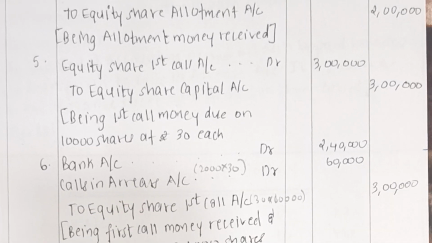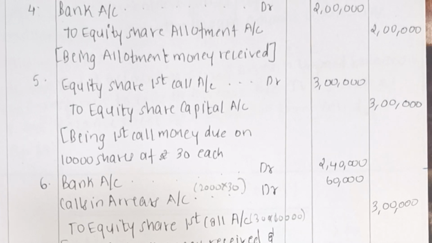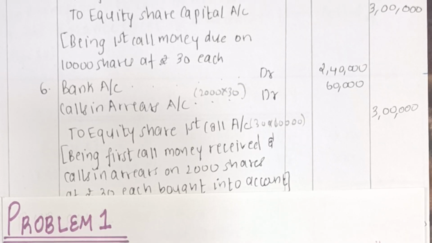Now the fifth entry, that is the first entry on calls, on first call, it will be the same as it always is: equity share first call account debit to equity share capital account. And we got 3 lakhs, 30 into 10,000, that is 3 lakhs and 3 lakhs. And the narration is being first call money due on 10,000 shares at rupees 30 each. Now in the second entry of calls, we will record the calls in arrears account. Always remember that the first entry of the first call or the second call will be the normal entry. We will record the calls in arrears only in the second entry of the first call and the second call. So here we write it as bank account debit, calls in arrears account debit to equity share first call account.